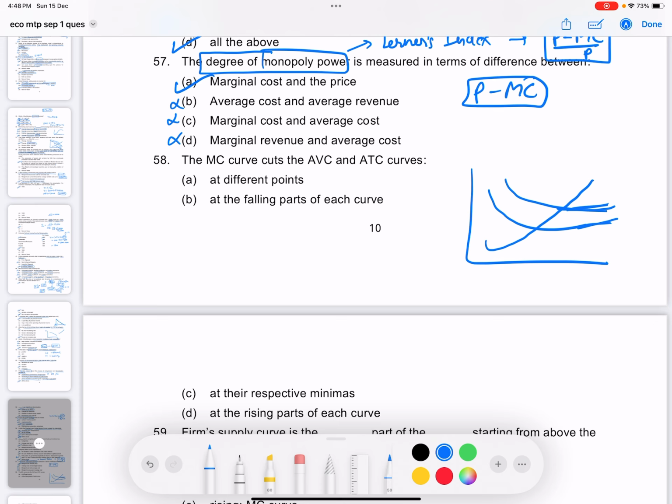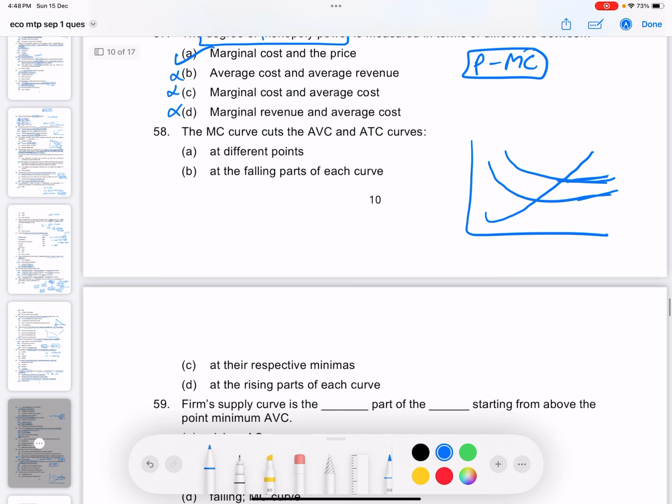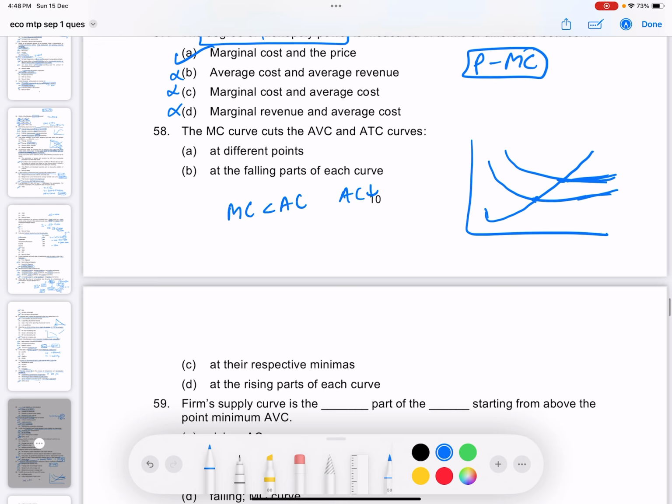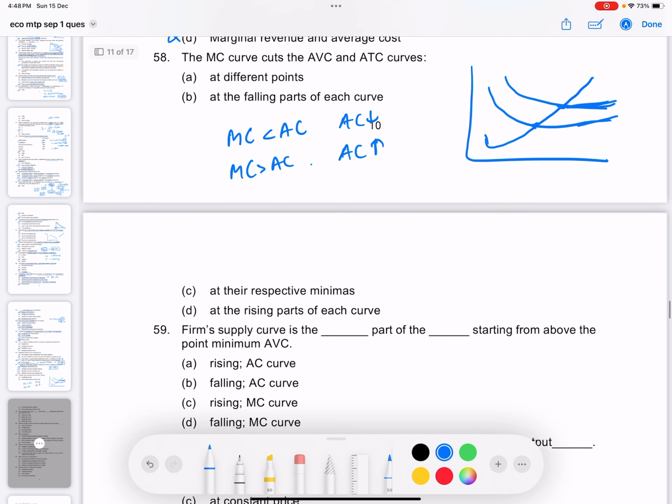So it cuts at different points, okay, at the falling parts of each curve. This is a property that MC cuts AC at its minimum point, because if MC is less than AC, AC falls, and when MC is greater than AC, AC rises. So see, if MC is running below AC, then AC keeps falling, but as soon as MC becomes greater than AC, AC will rise.